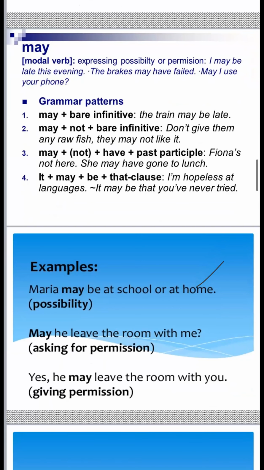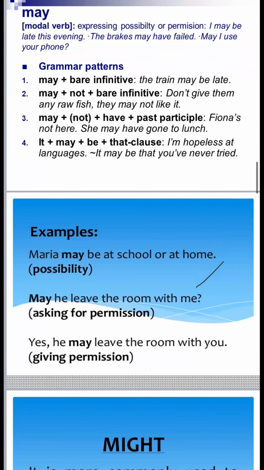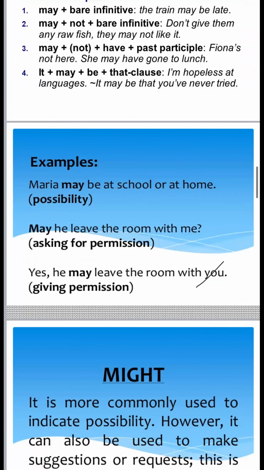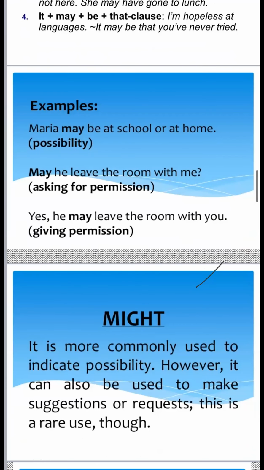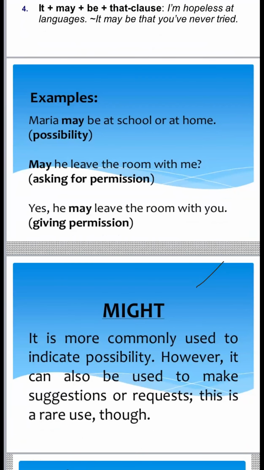Here, if you view the example, they have given may plus bare infinitive. In "the train may be late," be is the bare infinitive. Similarly, may not plus bare infinitive. You can go for more examples. Maria may be at school or at home. That is for possibility. May he leave the room with me? This is for permission asking, and the other one is for permission giving: stop it, guys, don't do it. So these are the usages of may.